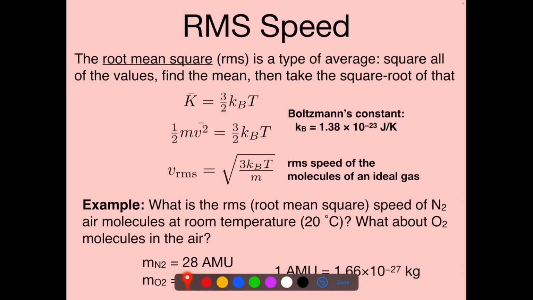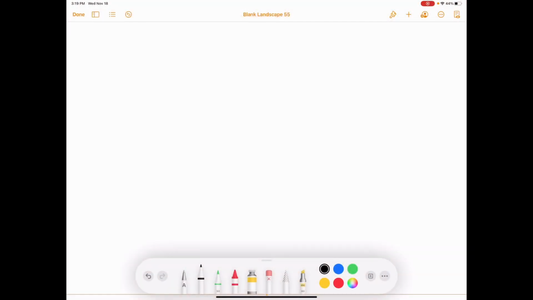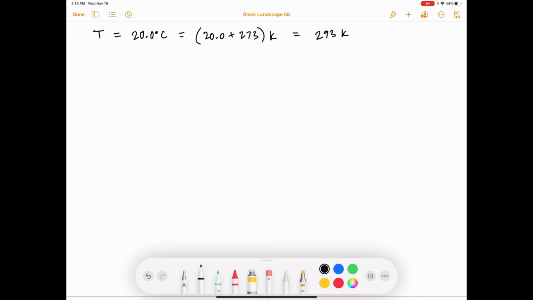So let's work it out. So we'll start by converting the temperature from Celsius to Kelvin, because the temperature has to be an absolute temperature in the Kelvin scale for this to work. So we have 20 degrees Celsius. If we take that 20 degrees Celsius and we add 273 to that, we now have the temperature in Kelvin, which would be 293 K.